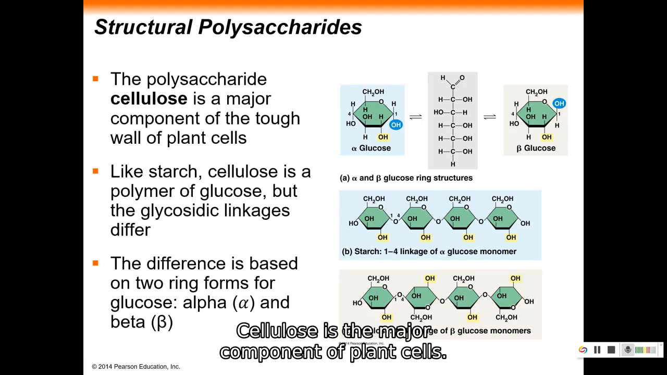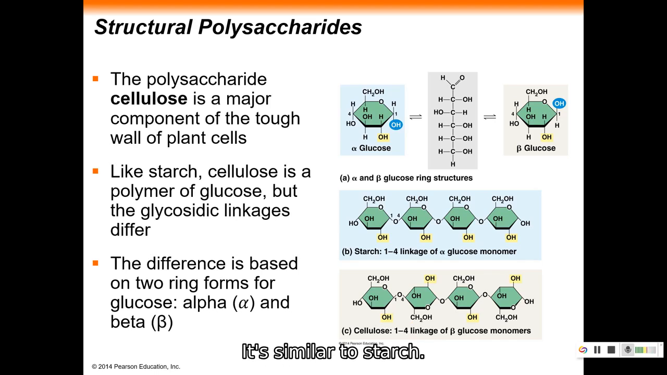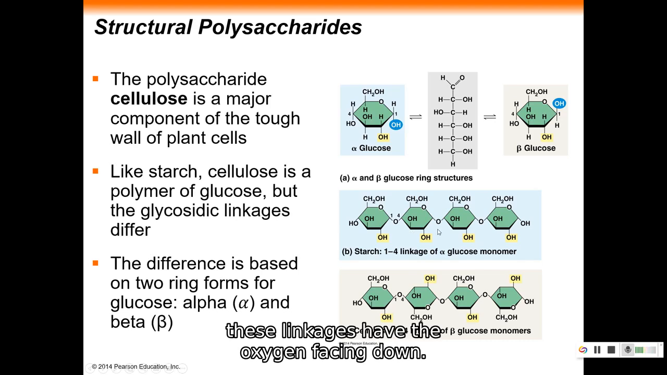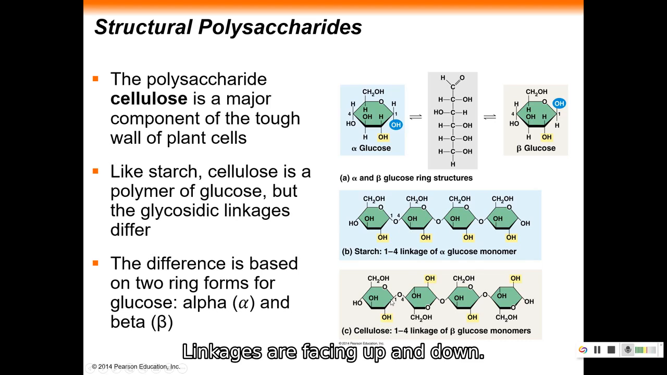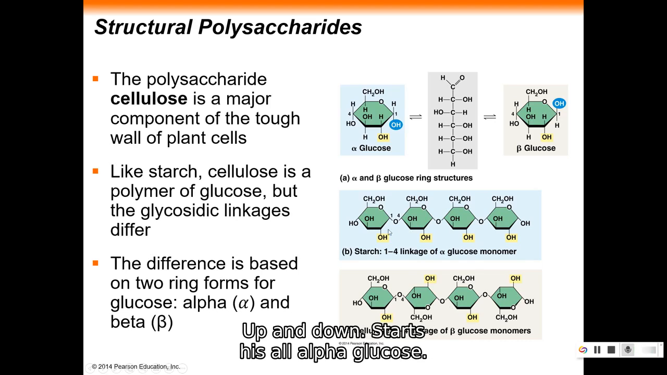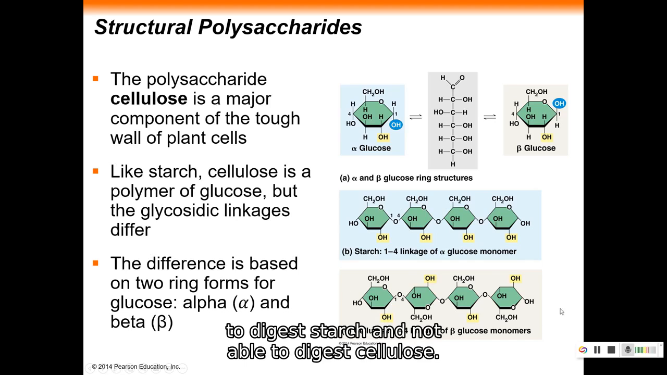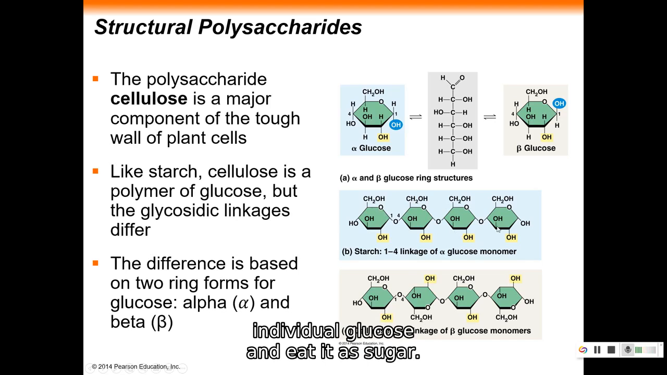Cellulose is the major component of plant cells. It's similar to starch. They're both glucose linked together, but they're linked together differently. Here you can see all of these linkages have the oxygen facing down. Here you can see that the linkages are facing up and down, up and down. So starch is all alpha glucose, and cellulose is a 1,4-beta glucose. That difference all by itself makes you able to digest starch and not able to digest cellulose. So your body is going to digest this starch into individual glucose and use it as sugar, whereas this cellulose is what we usually refer to as fiber or roughage.